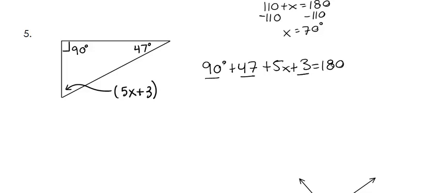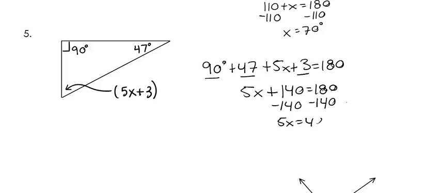Like terms are the numbers. 90 plus 47 plus 3. You could definitely use a calculator for that. You should get 140. Okay, and then to solve, I would subtract the 140 from both sides. So you get 5x equals 40. Divide by 5. So x equals 8.